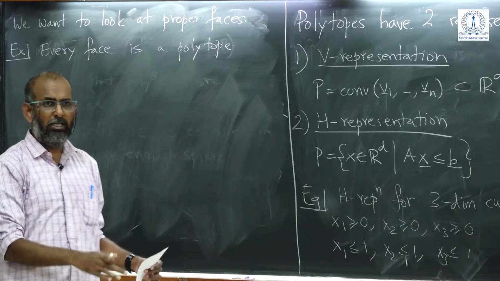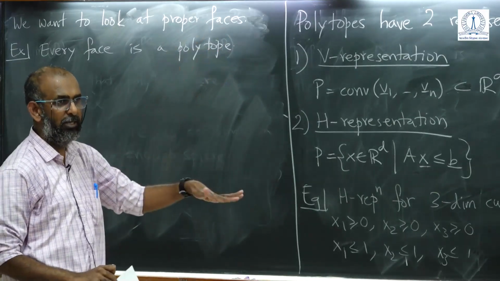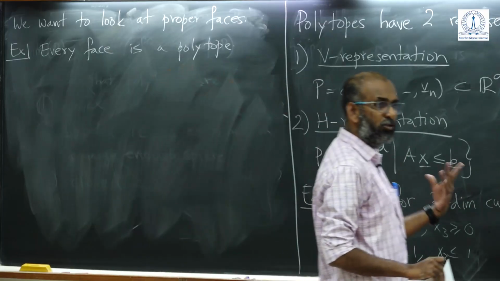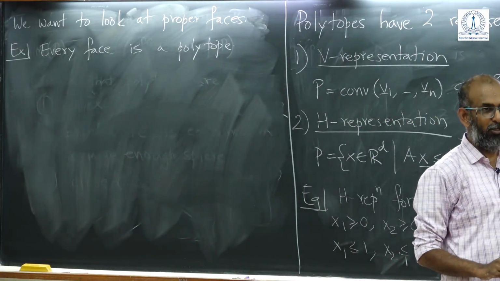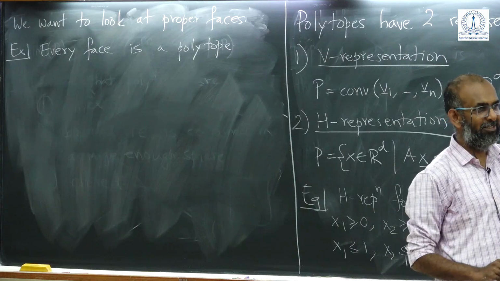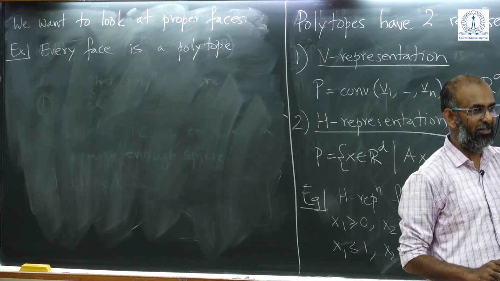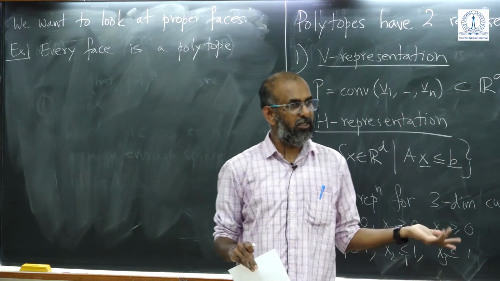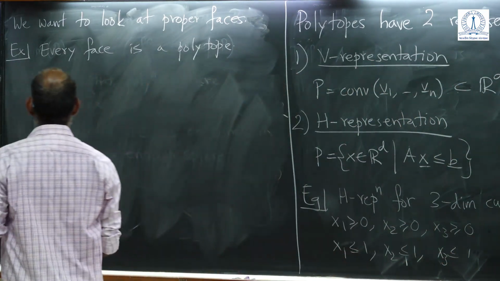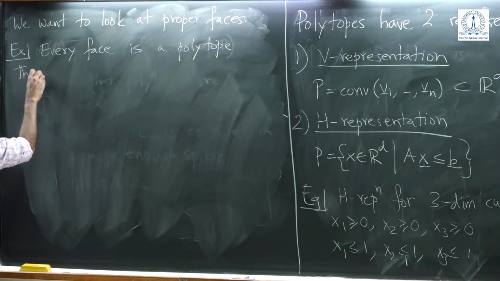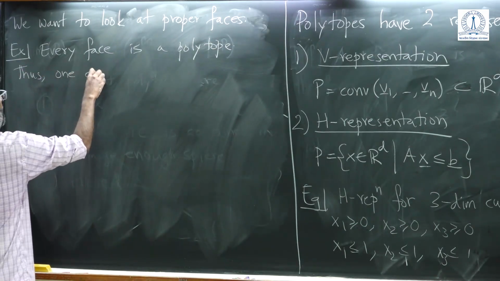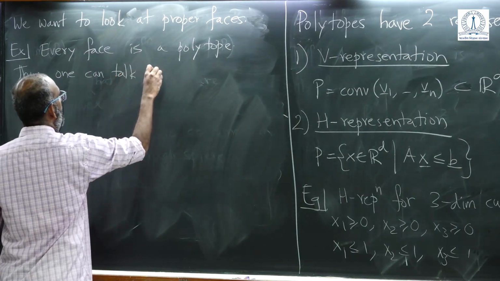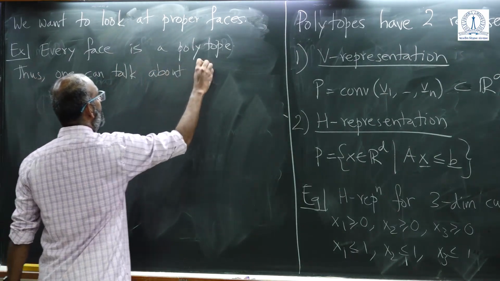The proper faces naturally have lower dimension, right? So a vertex is also a face, and also a polytope, sorry. Right, a single vertex is a polytope because there is nothing to check. I mean, it's convex vacuously. So one can talk about the dimension of a face.